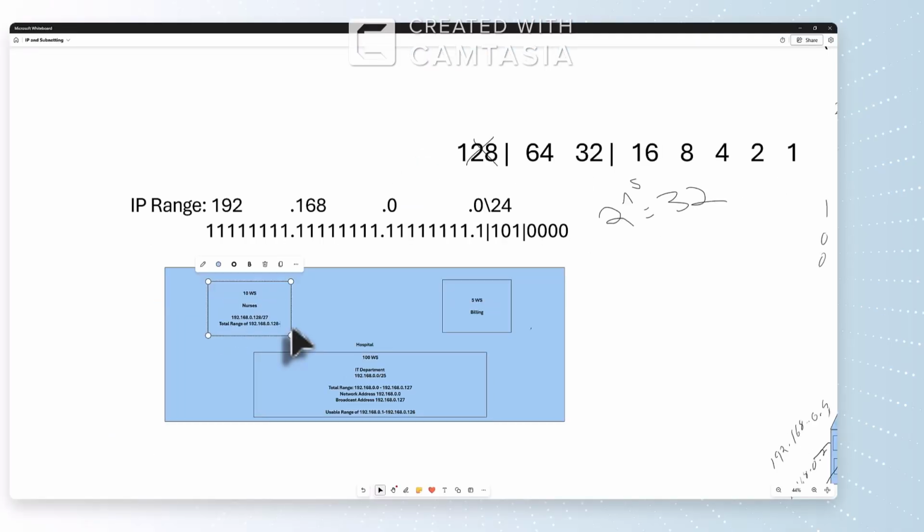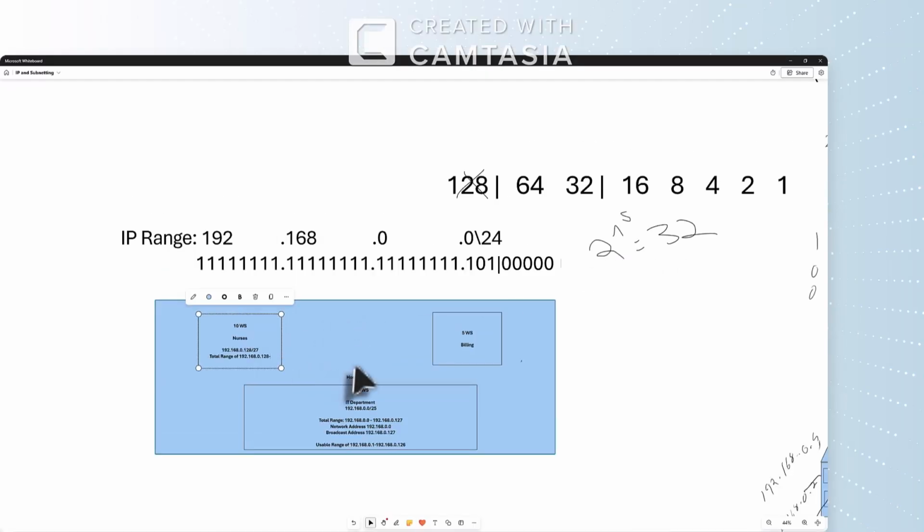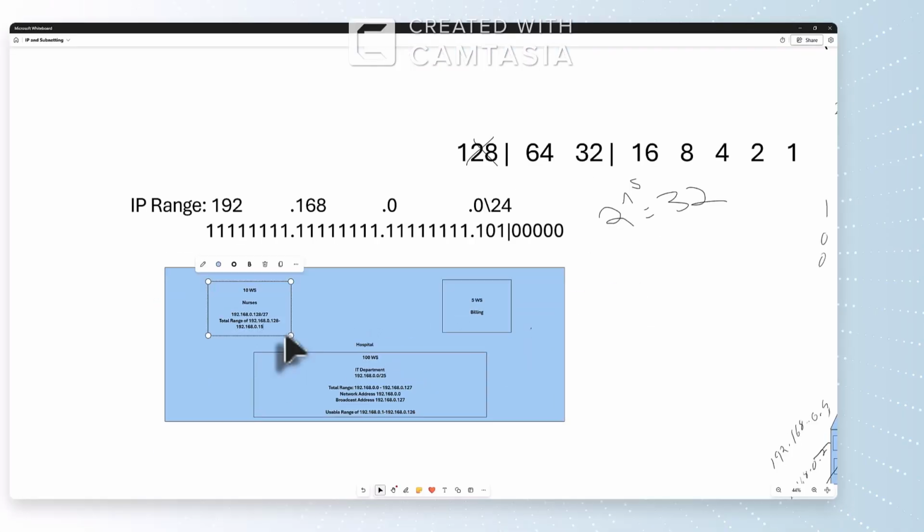Perfect. So then what we could do is just add that down here. We're gonna do 128 plus 32 because 128 is a number, and that is going to leave us with 192.168.0.159. Because remember, we start at 128. That counts as a number to 159, meaning that we will have... Let me just widen this out a little bit so it keeps consistency.